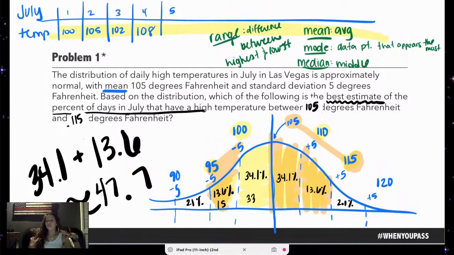That was a lot of information about standard deviation. Does anybody have any questions about that? I'm going to go ahead and move on to the next problem. If you have any questions, please don't hesitate to ask. I'm always willing to come back to this problem if I need to.